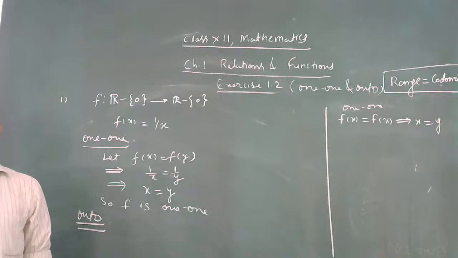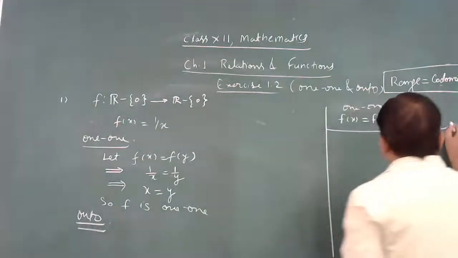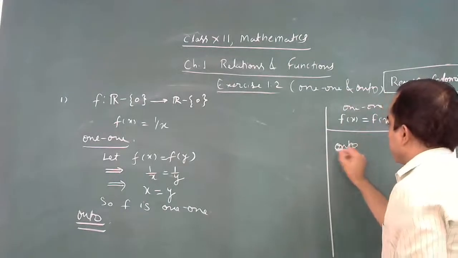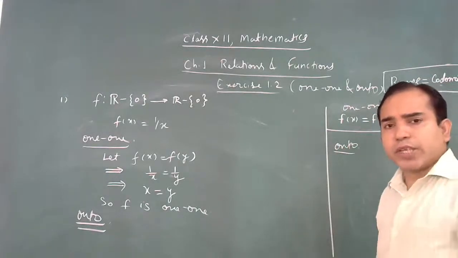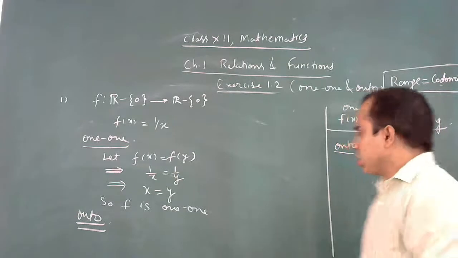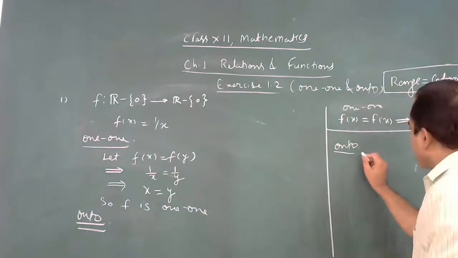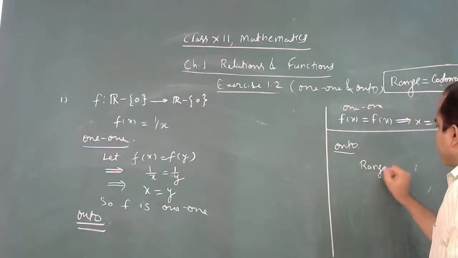Now, we have to prove that this function is onto. So, if you remember the definition of ontoness, I am revising. To prove a function is onto, you just prove that range is equal to codomain.